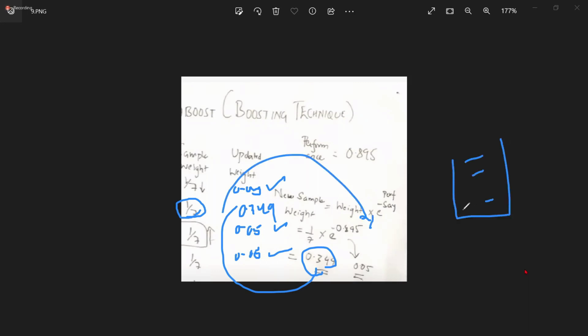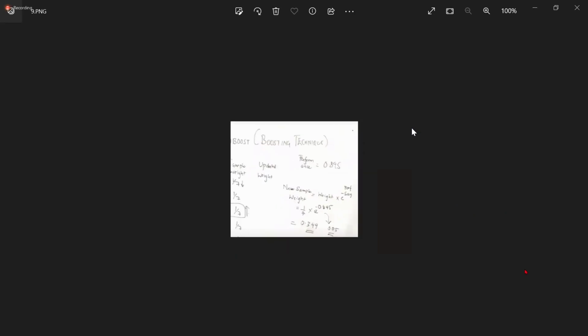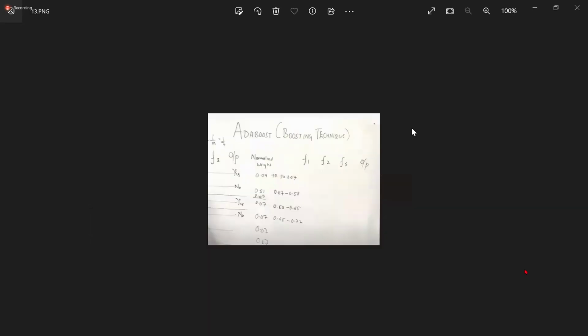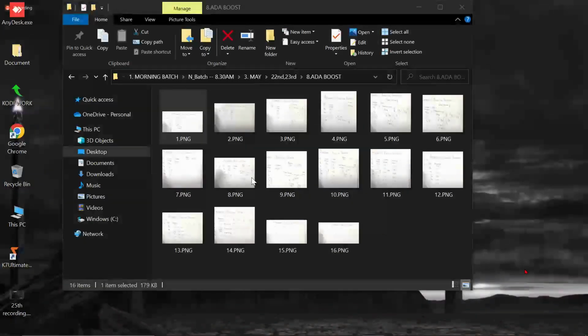It will continue. Let's assume you have thousands of records, same process, but manually this is not possible. Everything is possible by package only. It takes care of it. This is called AdaBoost, guys. I hope you understand. Even if you don't understand, no need to worry. I will share one link with data sets to work on, you can work on it and then things will be clear. AdaBoost is clear.